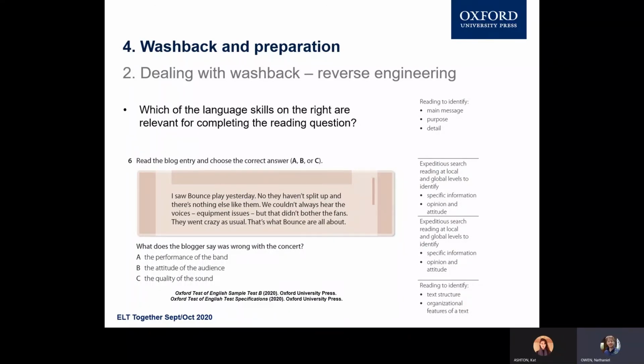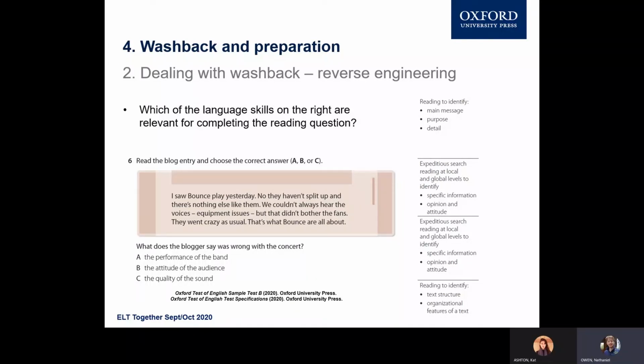Then the question states, what does the blogger say was wrong with the concert? A, the performance of the band, B, the attitude of the audience, or C, the quality of the sound. The correct answer to that, of course, is C. But instead of simply giving this task to students and then telling them the correct answers and then giving them multiple examples of this task over and over again until they started to get the correct answers, we would concentrate on why C is the correct answer and what kind of skills you need in order to identify C as the correct answer.